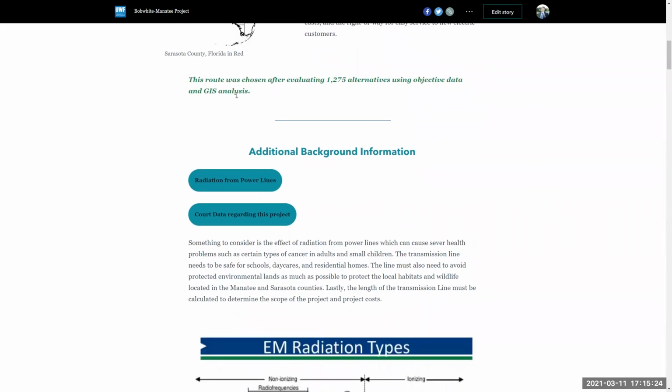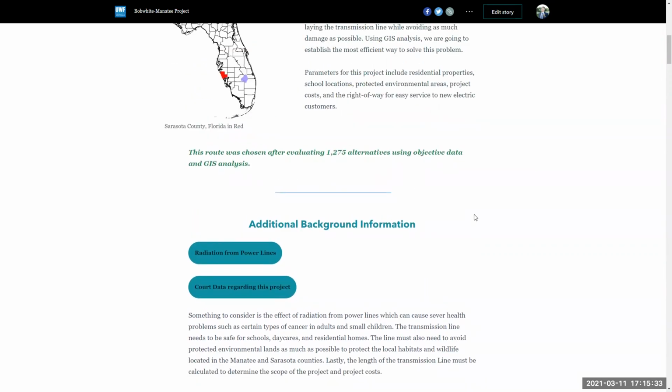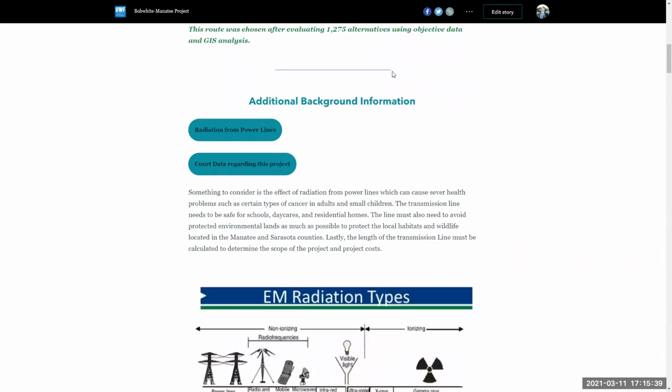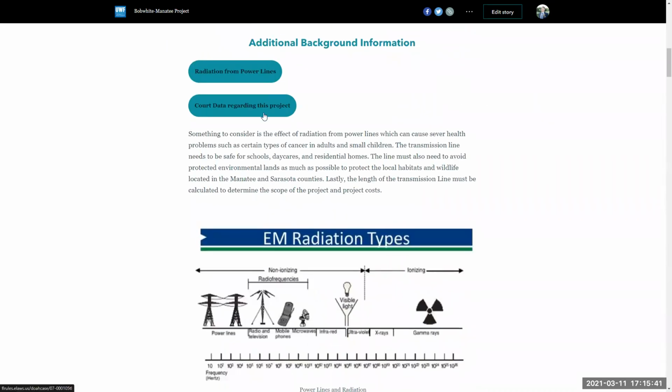So something to note too, the route was chosen after evaluating 1,275 alternatives using objective data and GIS analysis. So we already have a determined corridor in which we want to install this transmission line. I've also provided here some buttons. If you click these links, it will give you some more information about historical court data.